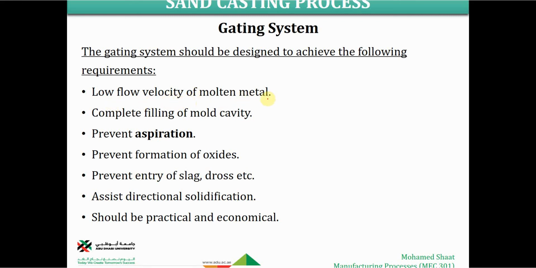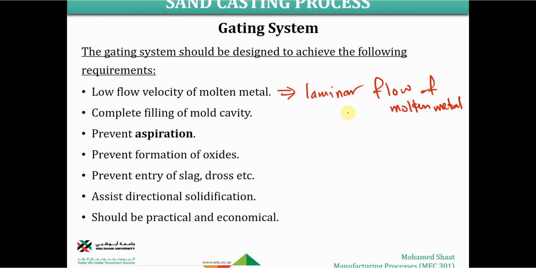velocity of molten metal. In other words, it should allow for laminar flow of molten metal to fill the mold cavity, to allow for the easy flow of the molten metal. So we have to design the gating system with this essential requirement. We have to avoid any turbulent flow.